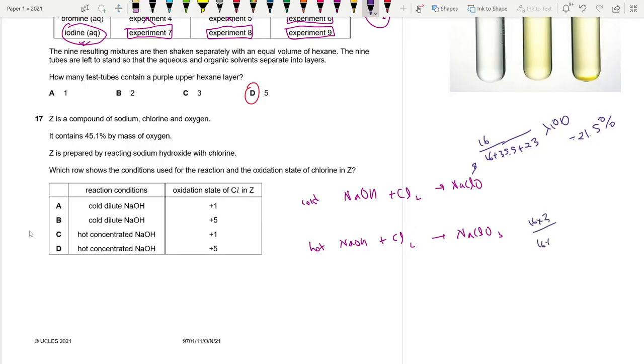16 times 3 divided by 16 times 3 plus 23 plus 35.5, times 100. So this gives us a value of 45.1%. You need to memorize this from your lectures. There are two reactions, and you can find this in the course book. So this contains 45.1%, the conditions are hot, and the oxidation number of chlorine here is +5, since the oxygens give -6 and sodium gives +1. So 17 is in fact D.